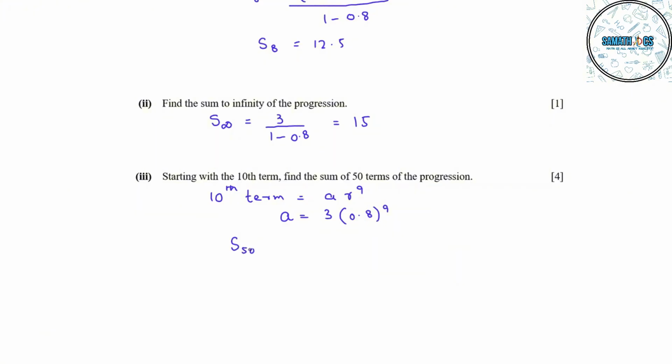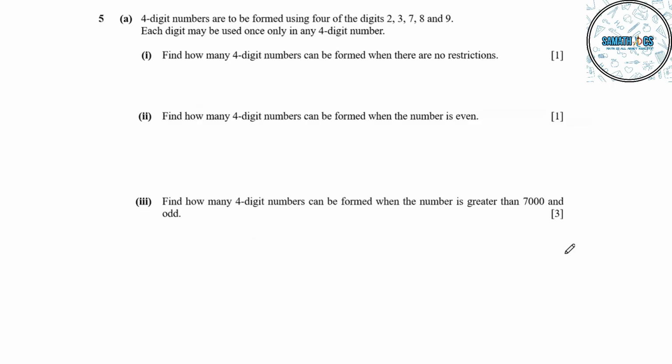S50 is equal to 3 into 0.8 to the power 9, times (1 minus 0.8 to the power 50) upon (1 minus 0.8), which is equal to 2.01. Question number 5, part A.